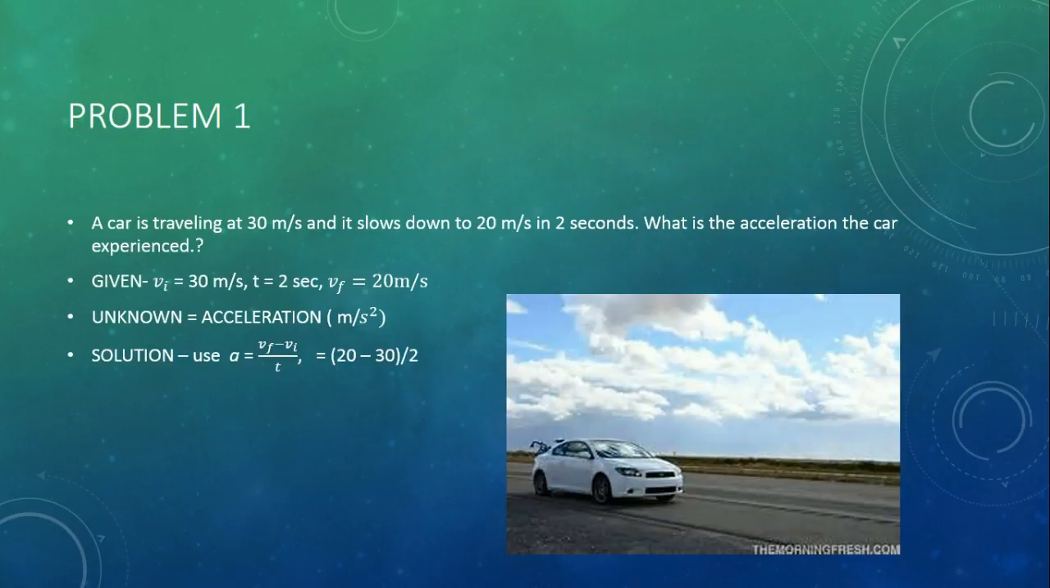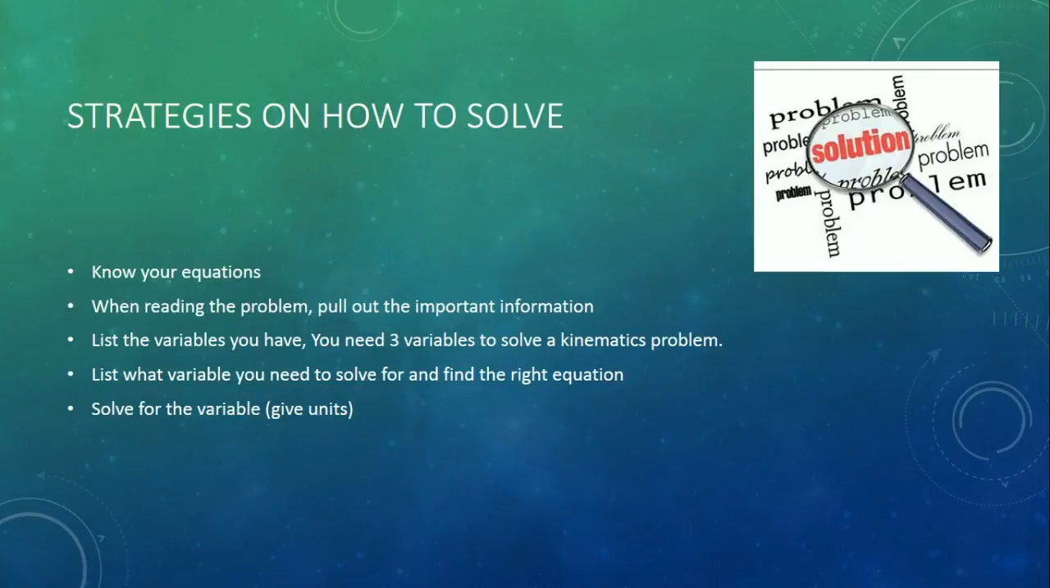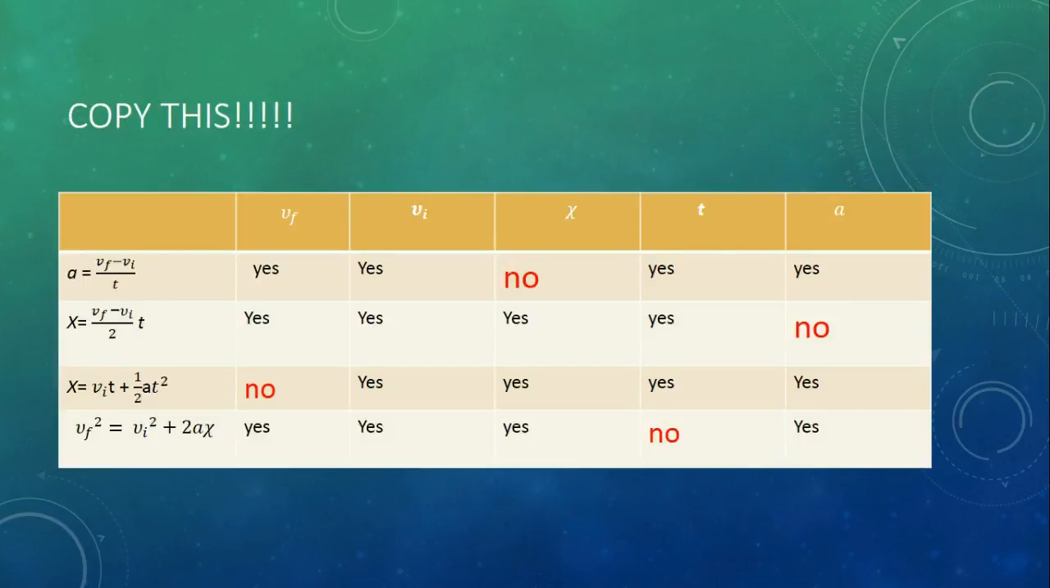Basically we should pick an equation that has all four of these variables, so pretty much it doesn't have displacement. If you go back to our sheet here, the formula that doesn't have displacement is the acceleration formula.